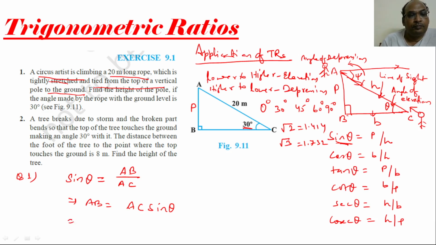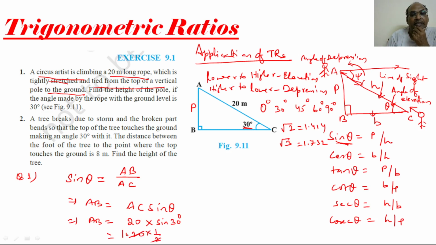So AB is equal to AC, which is 20 meter, into sine theta, so sine 30 degree, and sine 30 degree is what? 1 by 2. So 20 into 1 by 2. So this will cancel and it will give us 10 meter. Okay, 10 meter is the height of the pole.